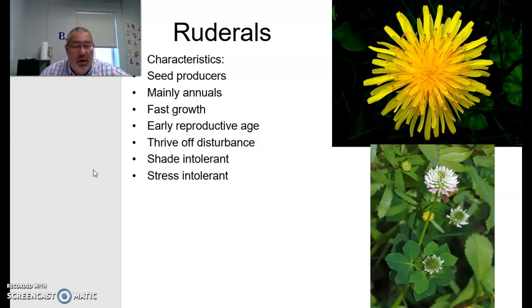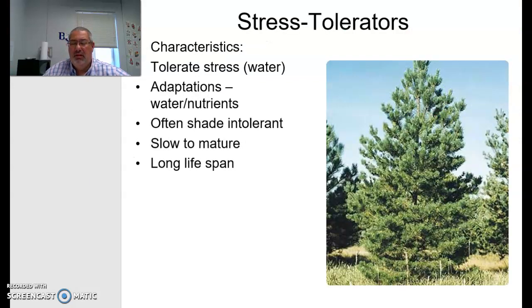Dandelion and clover are shown in the two photographs. Stress tolerators, pine trees are a good example, as are lichens. They tend to do well with lack of water. They can tolerate drought better than other plants. They have adaptations for storing water and or nutrients. They can often live in nutrient poor soil.